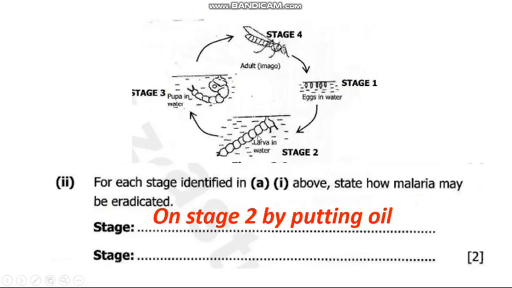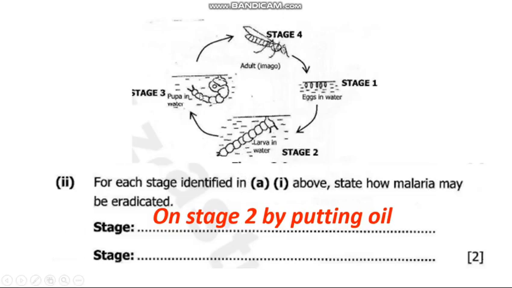We know that mosquito larvae breathe through a tube located at the end of their abdomen. So when oil is applied to the surface of the water, it forms a thin film that prevents the larva from reaching the surface to breathe. Since the larva will find it very difficult to breathe, they are going to have an insufficient supply of oxygen. It is going to cause the larva to suffocate and die. And once they die in that way, we have helped in terms of eradicating malaria. So this is the answer we can put on stage 2.